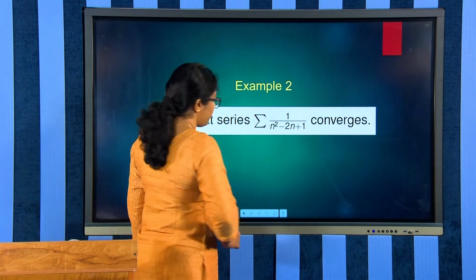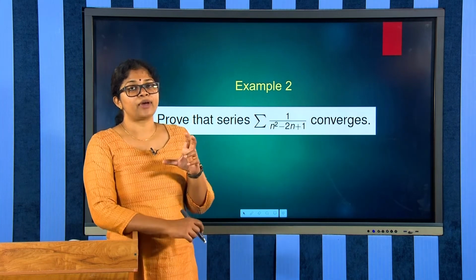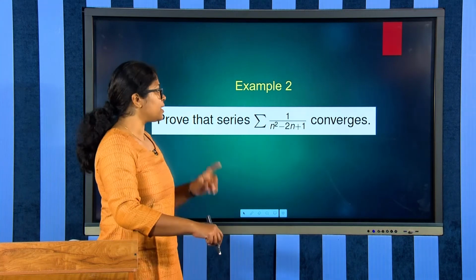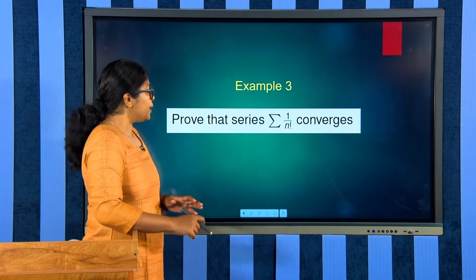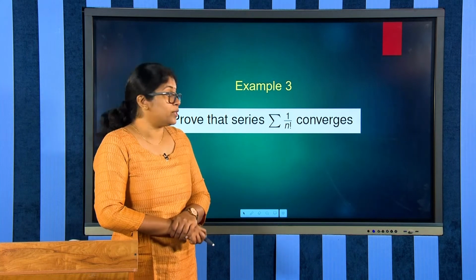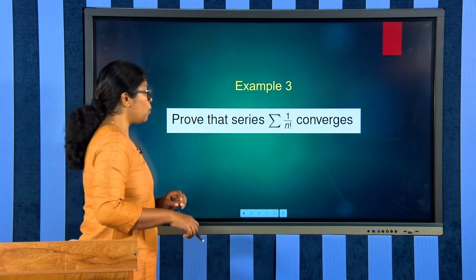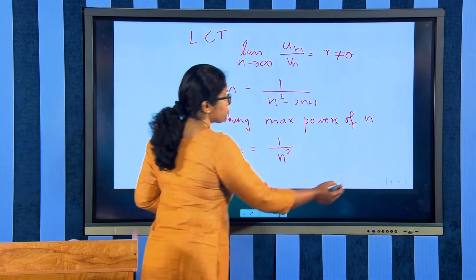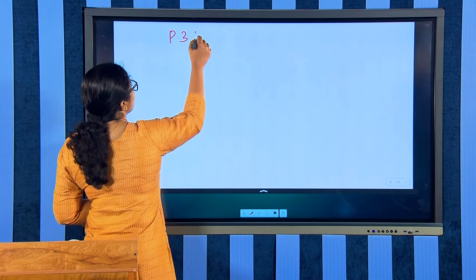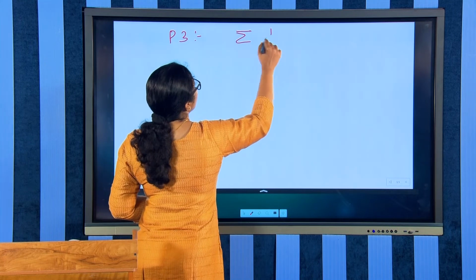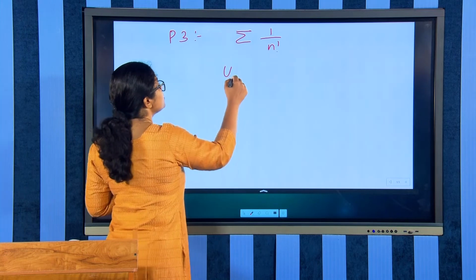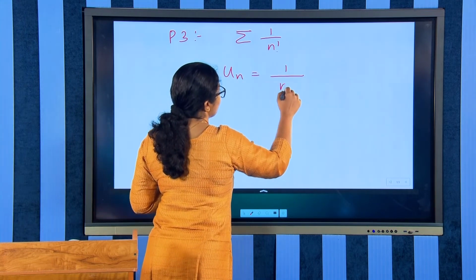Looking at the problem, you have to identify whether you have to apply the direct comparison test or the limit comparison test. That is very important. The third example is to prove that the series 1 upon n factorial converges. So, problem number 3, summation 1 upon n factorial. The nth term is un equal to 1 upon n factorial.